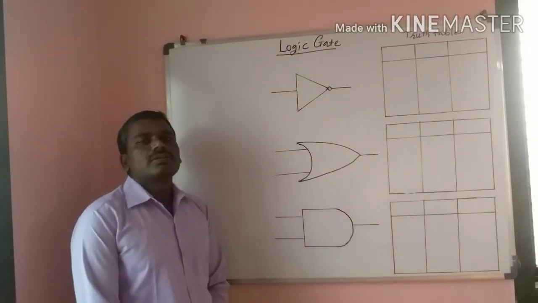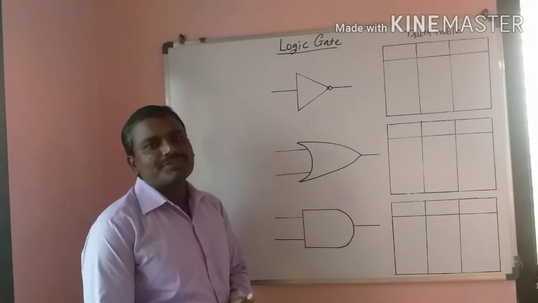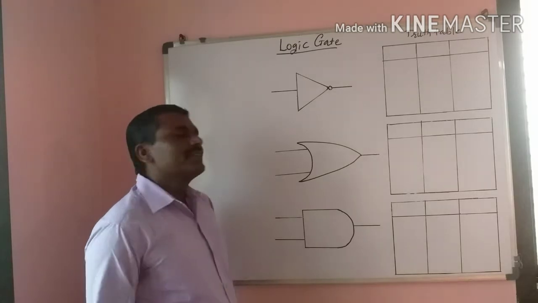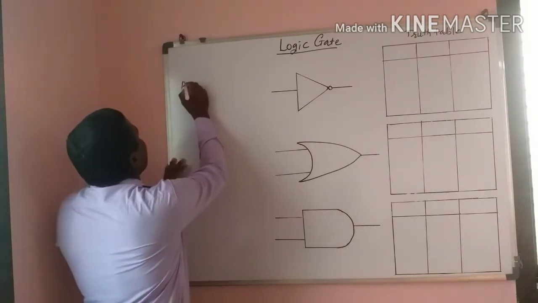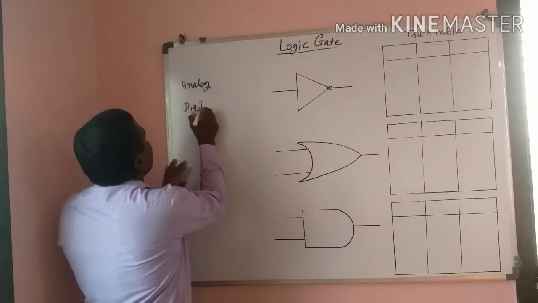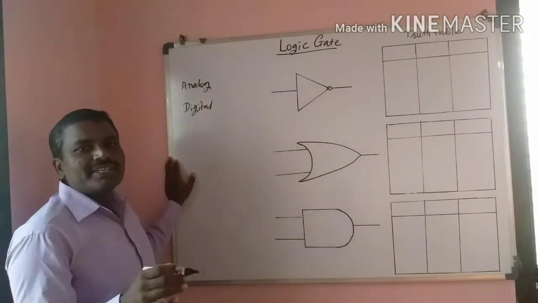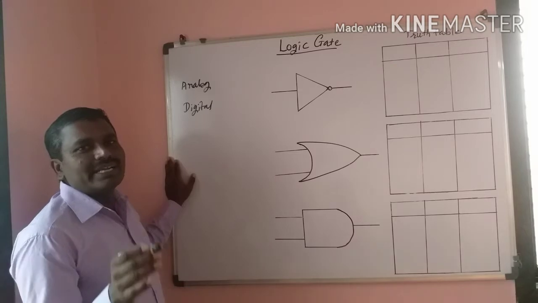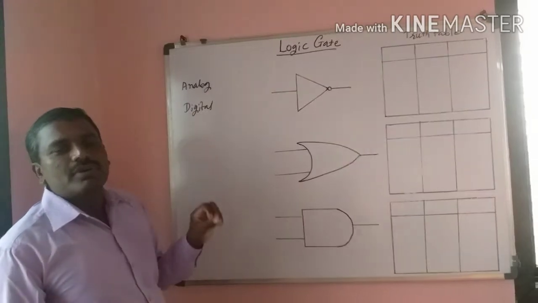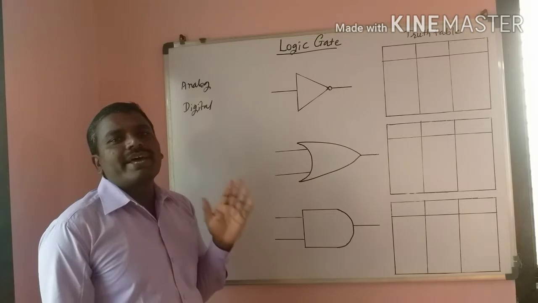Today we will learn the next point, that is logic gate, in the chapter semiconductor device. There are two types of signals, one is the analog signal and the second one is the digital signal. The signal which varies continuously is called an analog signal. If we look at a sinusoidal voltage or current, it varies continuously.